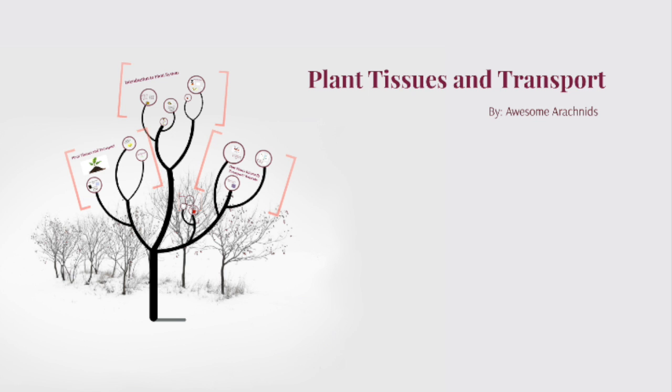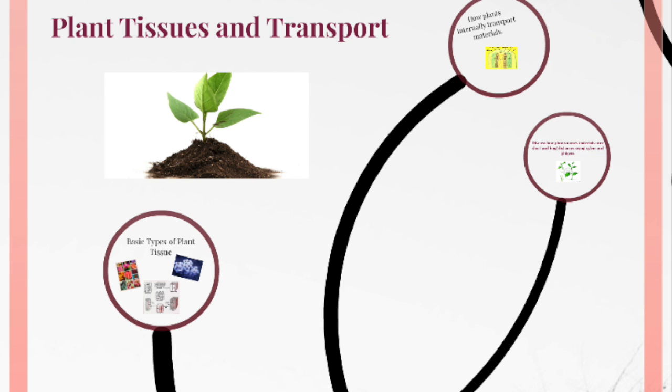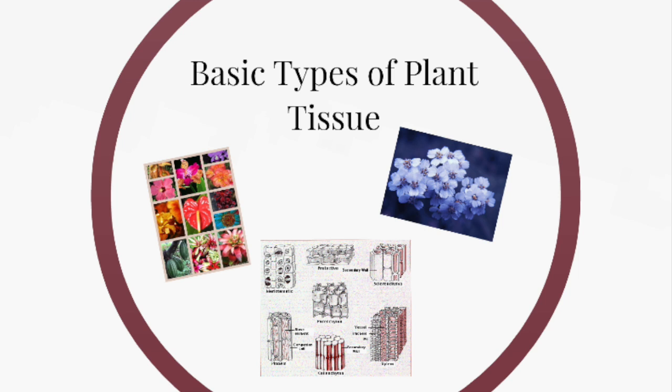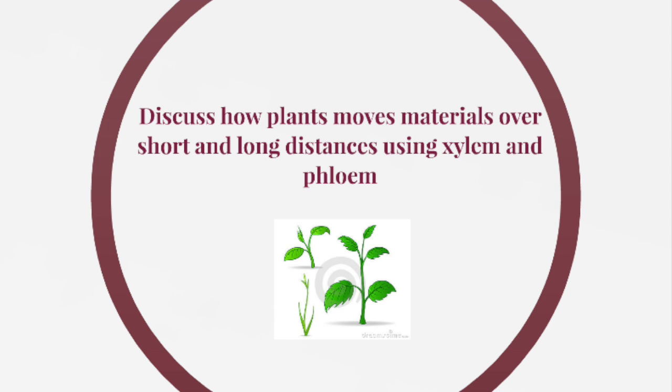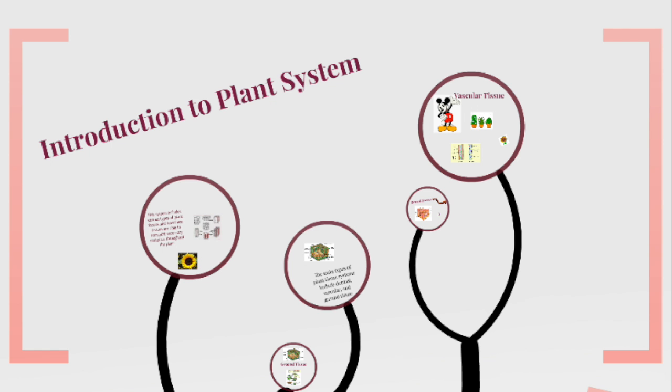We'll be teaching about plant tissue and transport. First, we will go over the basic types of plant tissues. Next, we'll talk about how plants internally transport materials. And finally, we will discuss how the plants move materials over short and long distances using the xylem and the phloem. So let's begin by introducing what exactly our system is.